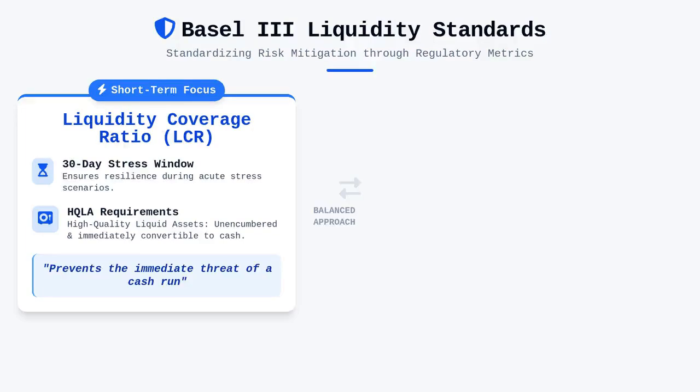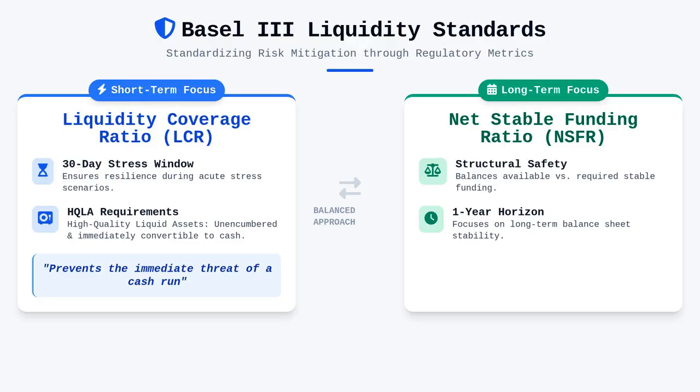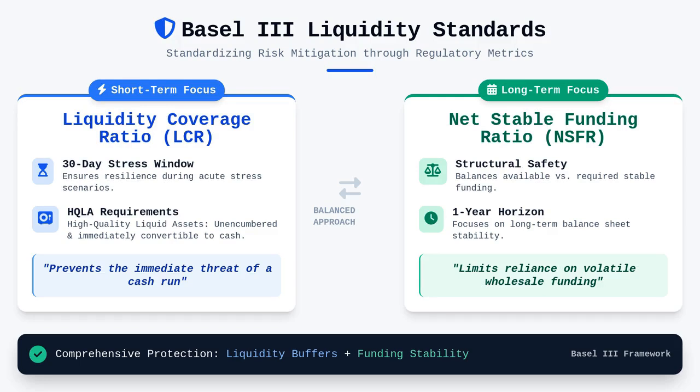On the other hand, the net stable funding ratio focuses on the long-term structural balance sheet safety. It requires that an institution's available stable funding be at least equal to its required stable funding over a one-year horizon. By balancing these two ratios, a firm addresses both the immediate threat of a cash run and the long-term danger of relying on volatile, short-term wholesale funding to finance long-term illiquid assets.